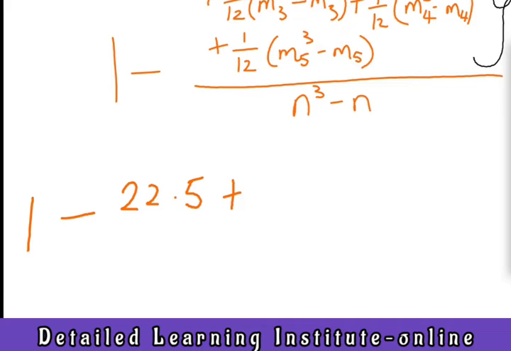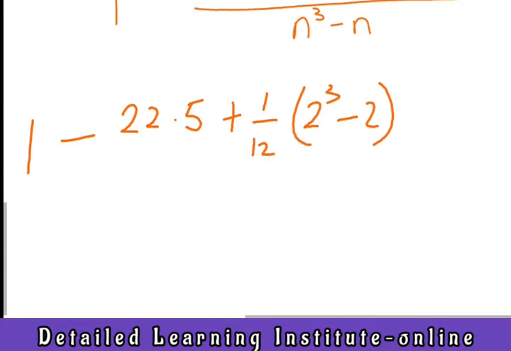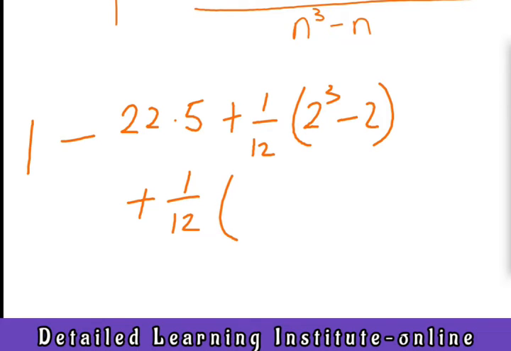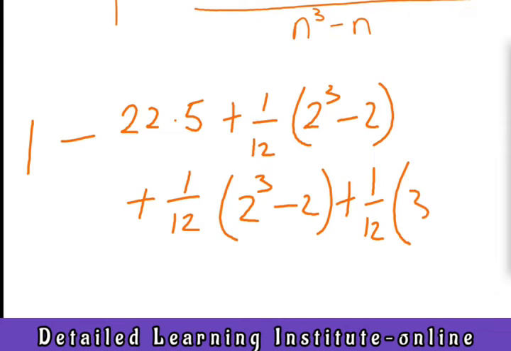plus 1 over 12 into, what's the value of m1? M1 is 2, like I explained before, so we have 2 cubed minus 2. M2 is also 2, so we continue, please write it in a straight line: 2 cubed minus 2 plus 1 over 12. M3 is 3, so we have 3 cubed minus 3 plus 1 over 12. M4 is 3.